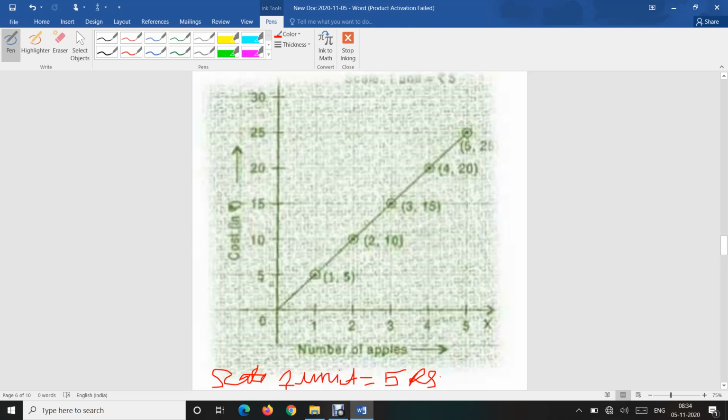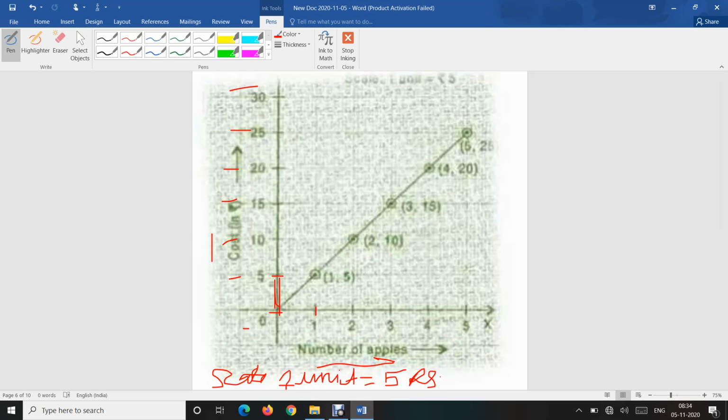After that you can draw the graph. Suppose this is the graph paper and this is considered as the 1 unit. You must see the graph paper. On that graph paper 1 square is equal to 1 unit, and here we are taking this 1 unit as 5 rupees. So here we have 0, 5 rupees, 10 rupees, 15 rupees, 20, 25 and 30. And here on the x-axis we are taking number of apples, because cost depends on the number of apples. That's why we are taking cost, which is the dependent variable, on the y-axis.